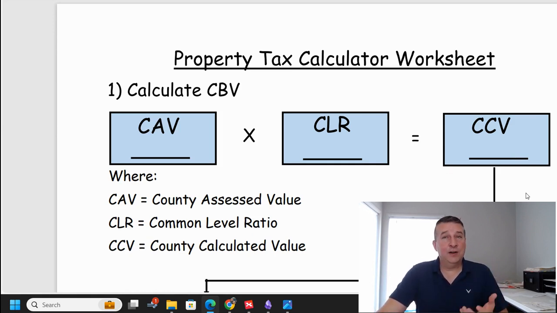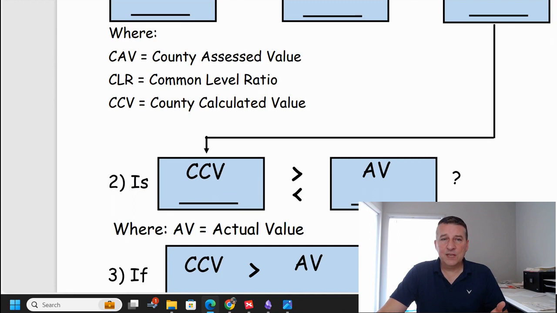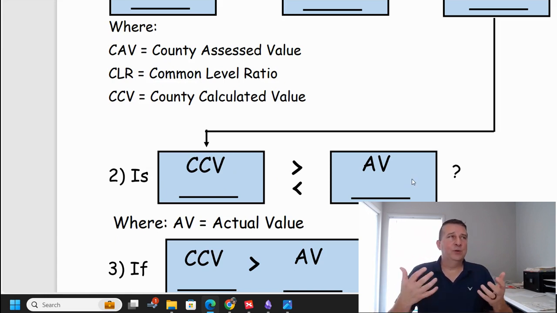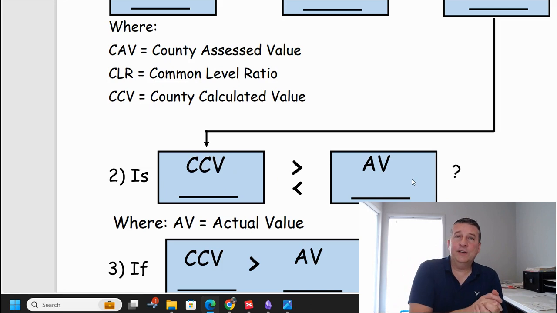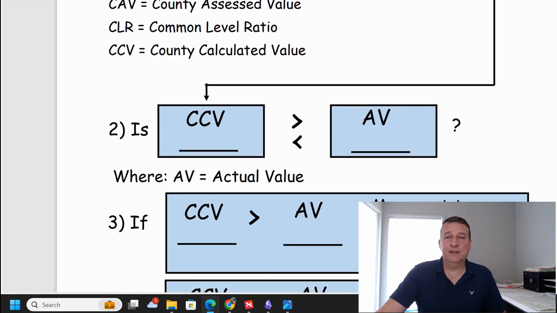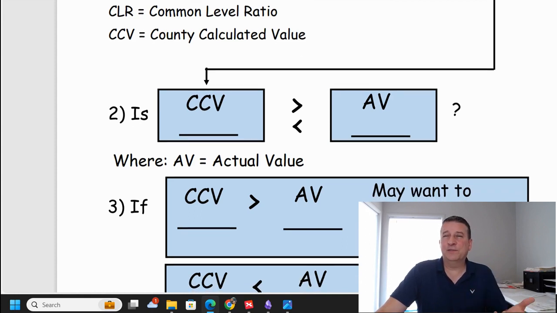And once you have your county calculated value, then it's time for you to make a comparison. The comparison is: is the county calculated value greater than or less than the actual value? Let's suppose you calculated it out and your county calculated value comes in at 300,000, yet the actual value is only 200,000. So your CCV is greater than your actual value of 200,000, then you may want to consider a property tax appeal. We'll get into that in video number 4 if that's the route you're at, and it's large enough that it justifies some possible expenditures to make that happen.